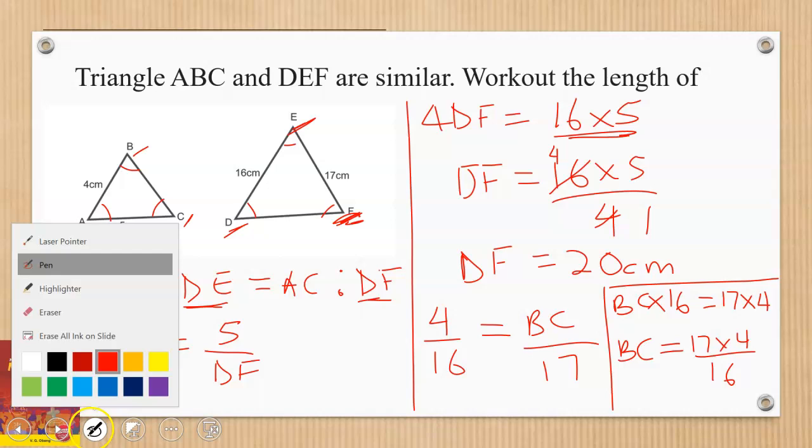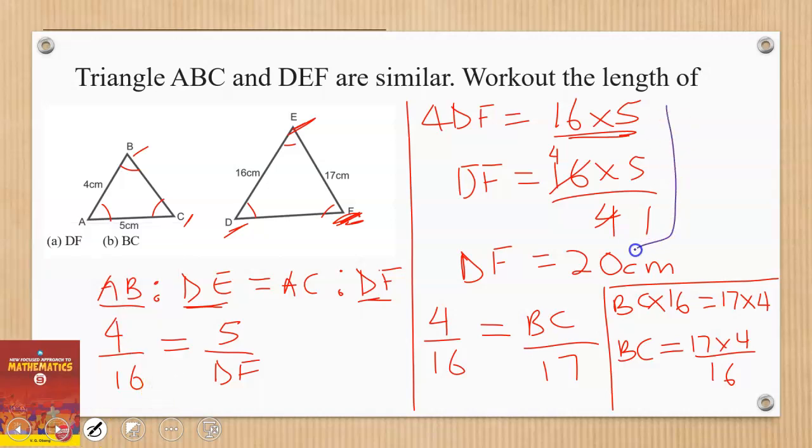Now when you take your time and do these simple calculations very well, you can see our BC being equal to 4.25 centimeters, and that answers the question. Let's take another example.